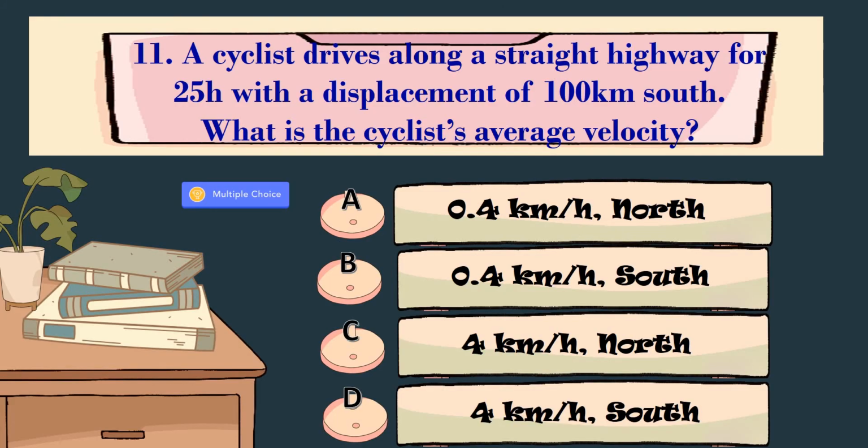Number 11. A cyclist drives along the straight highway for 25 hours with a displacement of 100 km south. What is the cyclist's average velocity? A, 0.4 km per hour north. B, 0.4 km per hour south. C, 4 km per hour north. Or D, 4 km per hour south. Very good. That is letter D. 4 km per hour south.